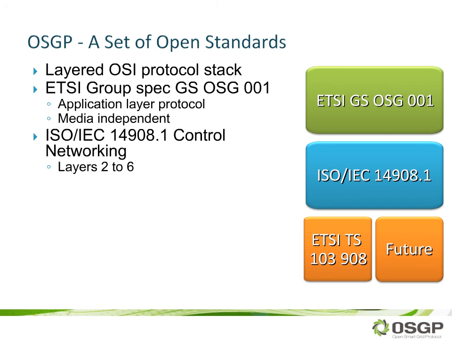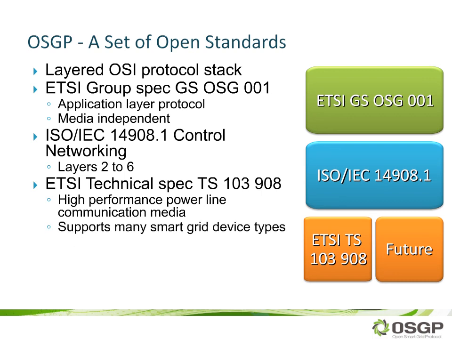You do have to pay a fee to download it because IEC sells their standards. It's an ISO standard designed to be, again, media independent, application independent control networking. What it's really designed to do is provide very efficient transport and reliability services for control and telemetry applications, which is why we built OSGP on top of it, to leverage the services that that standard provides.